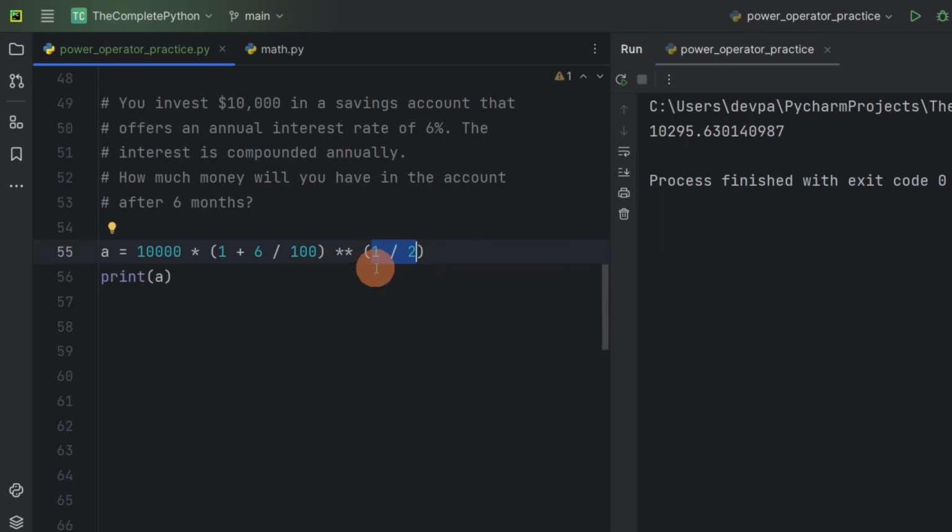Now here we have taken 1 divided by 2. We can also simplify and we can also write 0.5. In that case, there is no need to perform division as well as no need to write this parenthesis. But here I have taken 1 by 2 because I wanted you to be very much careful about precedence of operators.